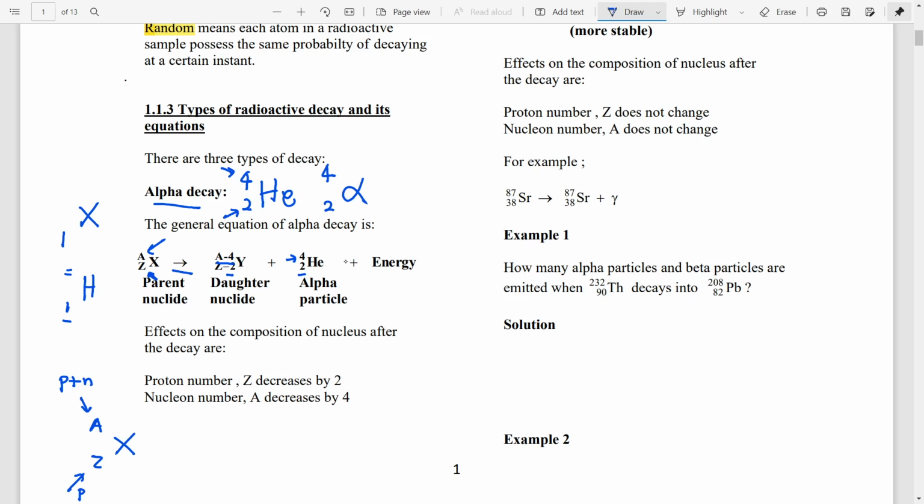At the same time, of course, energy will be released during this process. So here you can see that during alpha decay, the mass number will reduce by 4, and the atomic number will reduce by 2. Minus 4 and minus 2. Later on we will look into examples of how we can solve the equations or problems that involve alpha decay.